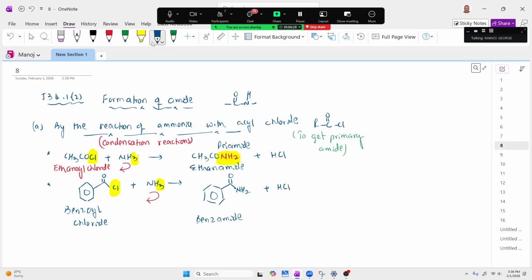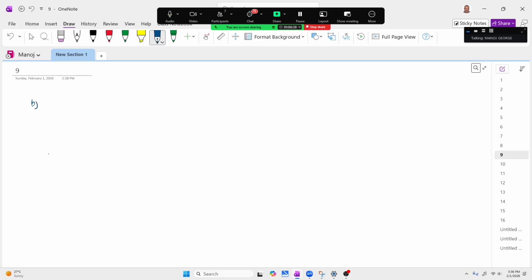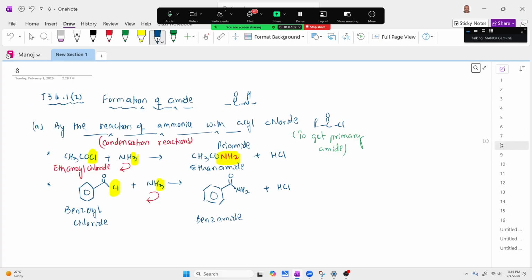Let's see what happens if I take an acid chloride and react this with a primary amine. Now let's see what happens. Okay, this is the B part. By reaction of acyl chlorides with primary amines like RNH2. So what we understood in the previous one, if I react with ammonia, I will get a primary amide.